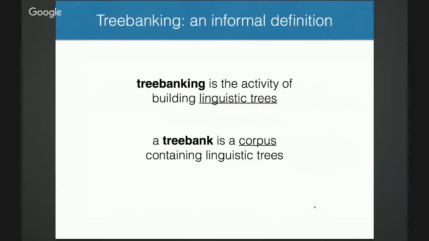First of all, a very informal definition. Treebanking is the activity of building linguistic trees. I use this rather generic term, linguistic, because there are different kinds of linguistic trees contained in a treebank. Of course, we have syntactic trees, but we should also remember that the syntactic annotation usually relies on a morphological annotation. So this is the first layer of annotation that we find in a treebank.